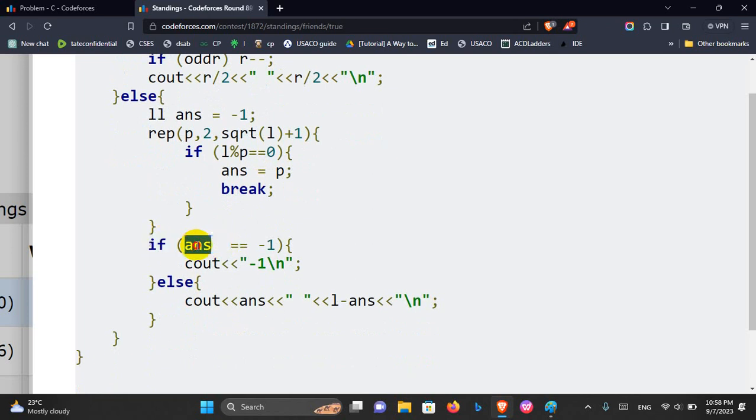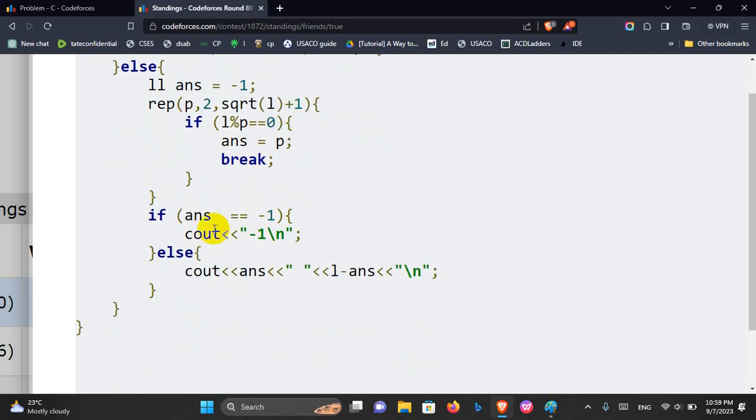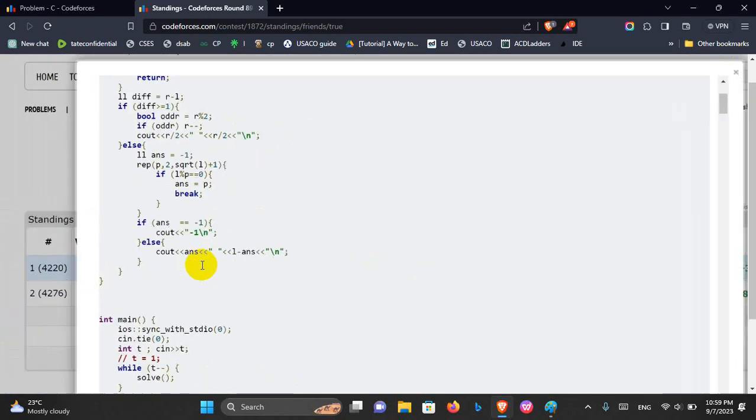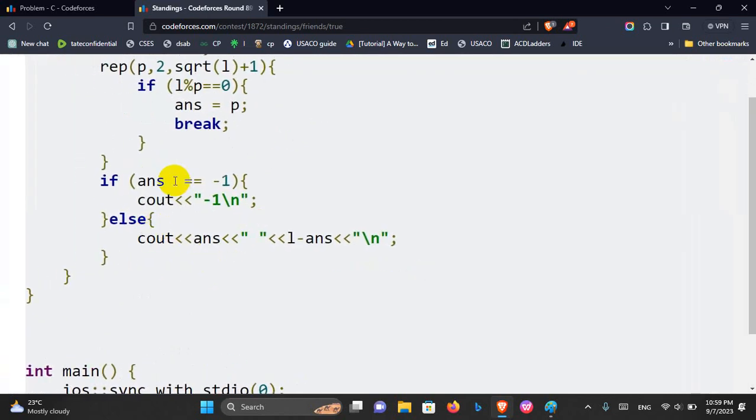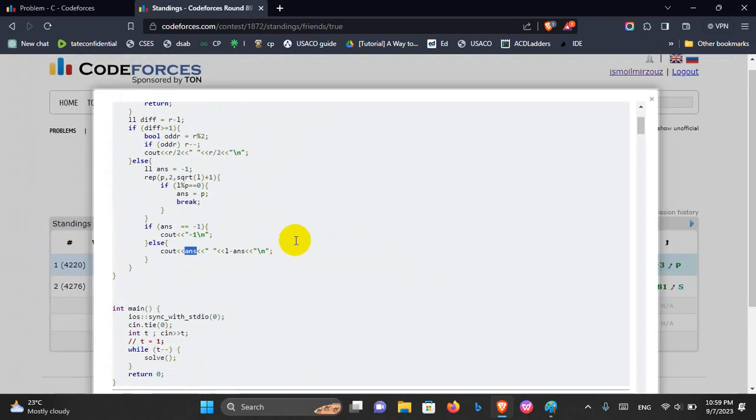So at the end we will check if our answer is -1. The reason we are checking this is that at first we assigned it to be -1, and if in this segment we don't get anything, we will just print -1. If that's not the case, if answer has some value, we'll just print this value and L minus this answer.